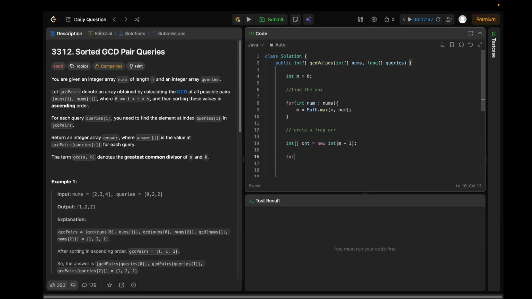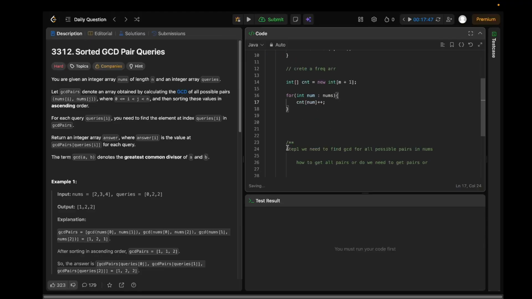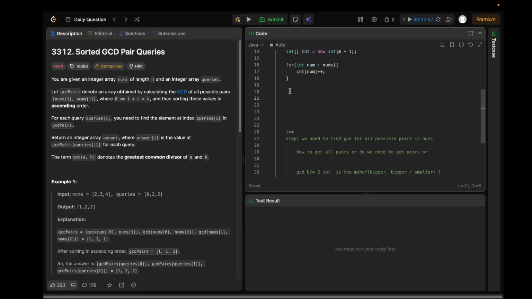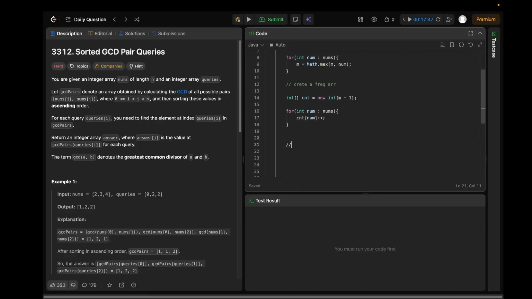We go through each value in nums. For each num in nums, we do count[num]++. This will create a frequency of all the values. So now we have how many times 2, 3, or 4 came. Now we loop till the max value, right?